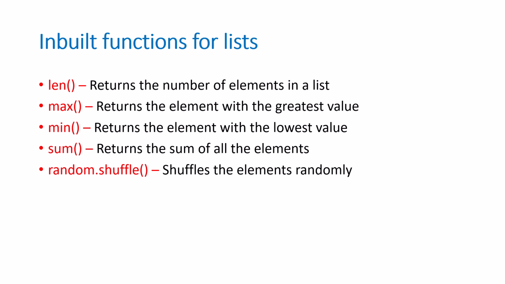Now we'll discuss a few inbuilt functions of list. The first inbuilt function is the length function. It returns the number of elements available in a list. The next function is the max function. It returns the element with the greatest value. The min function returns the element with the lowest value. The sum function returns the sum of all the elements. Random.shuffle shuffles the elements of the list randomly.